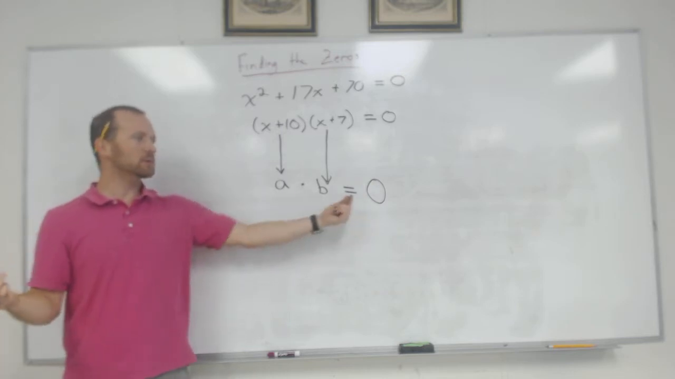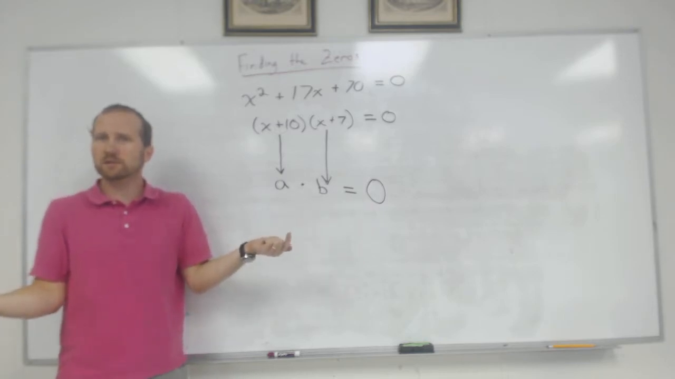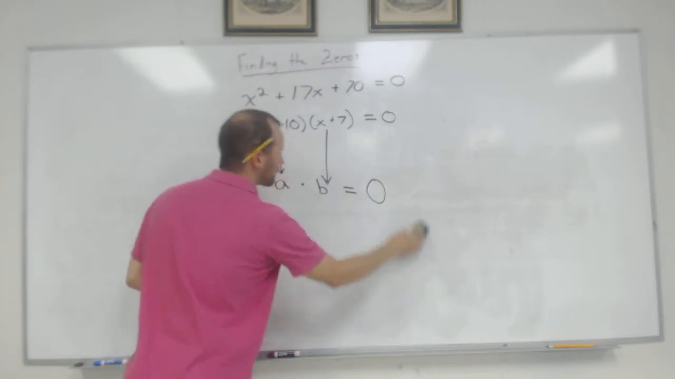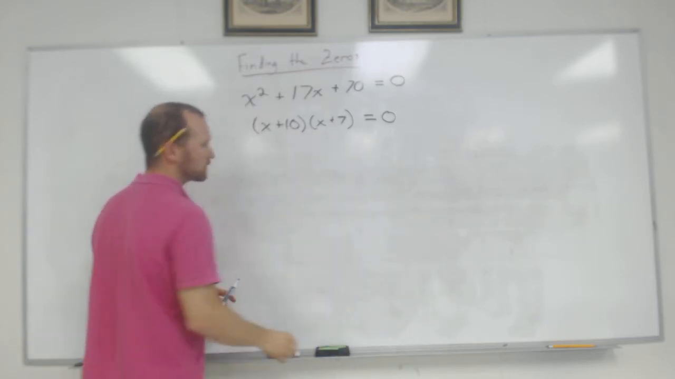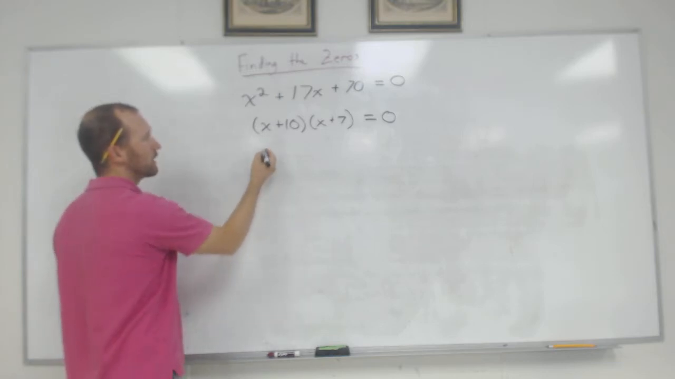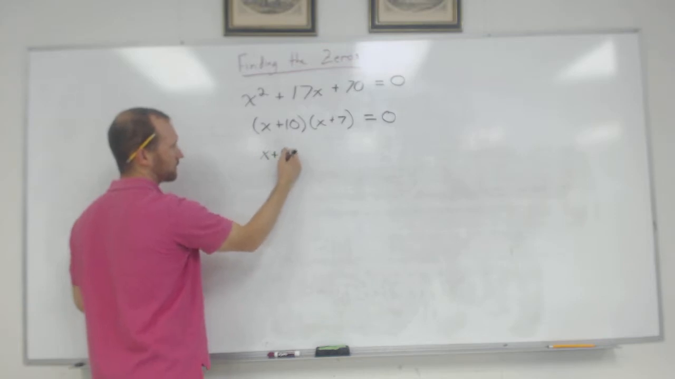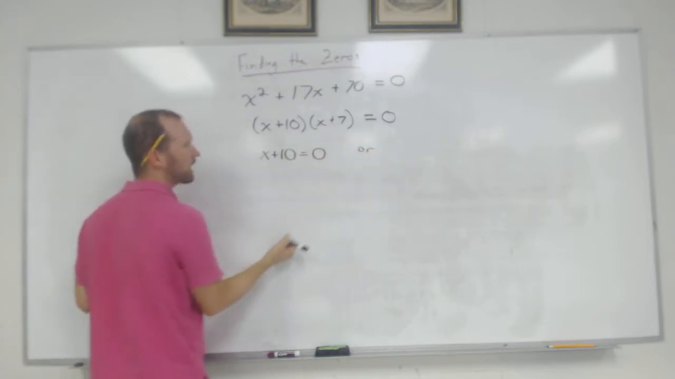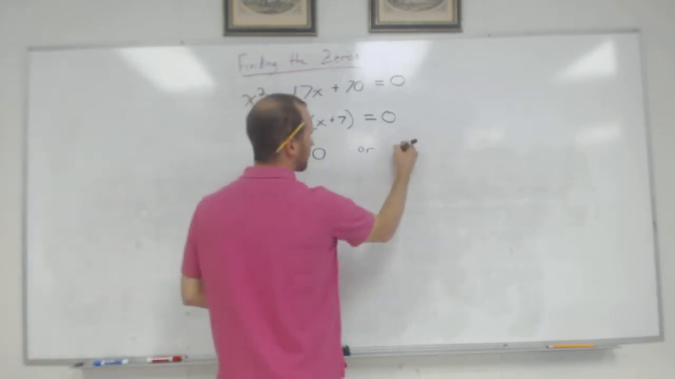If A times B equals 0, what do we know? One of them is 0. Yeah, one of them has to be 0. So what we can do is set up two separate equations. Either this has to equal 0, or x plus 7 equals 0. Exactly.